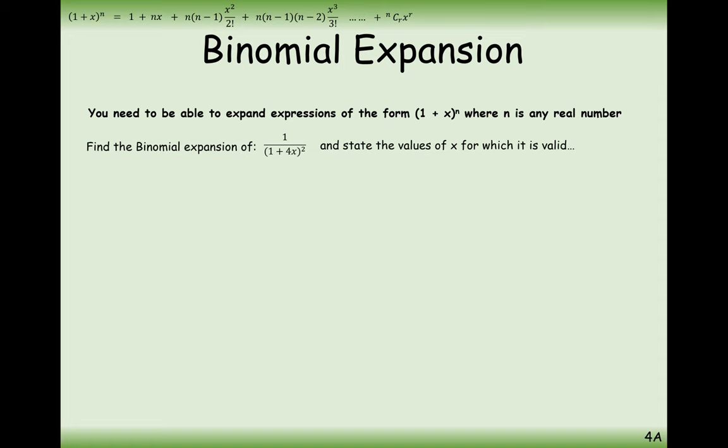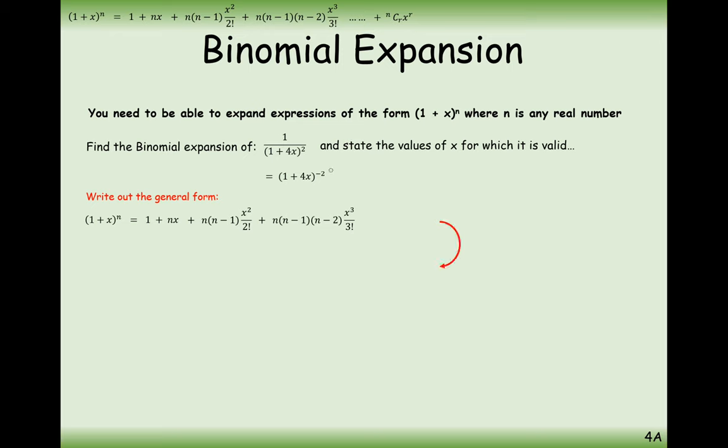Alright then, let's have a go at this one here. We've got 1 over (1 plus 4x) squared, and state the values for which x is valid. So let's turn this into a power first. So we've got (1 plus 4x) to the power of minus 2. And now let's start substituting this into the binomial expansion.